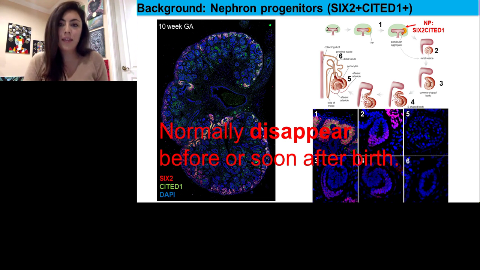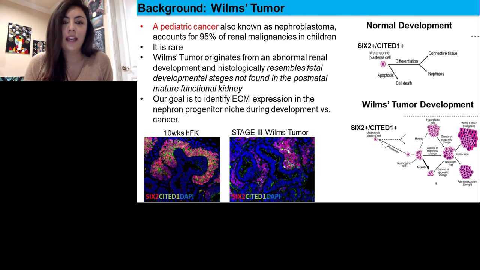However, in some cases, this progenitor population is left behind. And this gives rise to Wilms tumor. Wilms tumor is a pediatric cancer, also known as nephroblastoma, and it accounts for 95% of renal malignancies in children. It's quite rare. It occurs in 1 in 10,000 to 1 in 8,000 children. Wilms tumor is believed to originate from abnormal renal development and tends to histologically resemble fetal developmental stages, not found in postnatal mature functional kidneys.